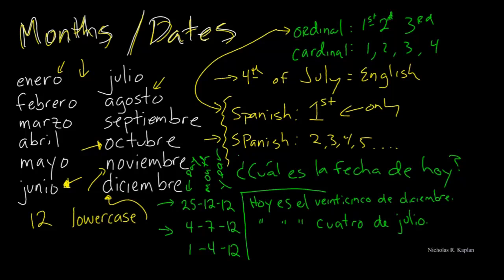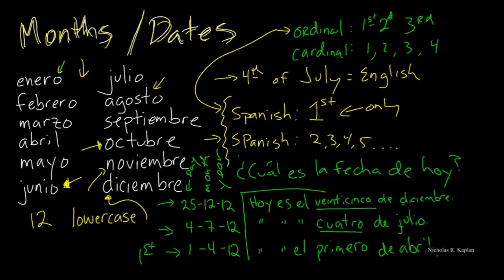And remember, we're keeping these lowercase here, and we're using just normal numbers, our cardinal numbers. The only exception is when we're referring to the first, we will use our ordinal numbers. So this would be April 1st, so we would say hoy es el 1 de abril. So there's our months, and there's our dates.